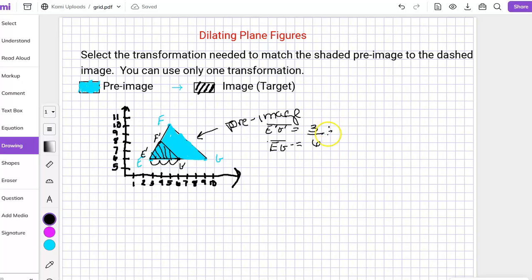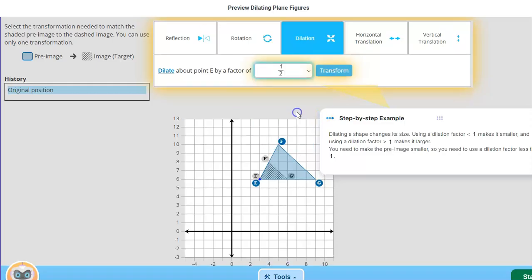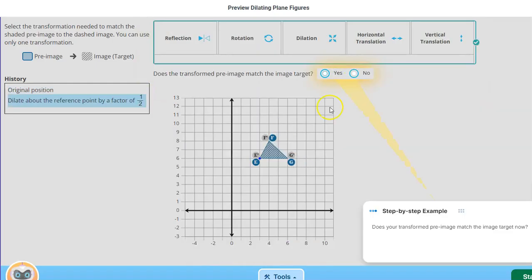Now I can simplify this. I can divide 3/3 into 3/6. 3 divided by 3 is 1, 6 divided by 3 is 2. So I know this is dilated by a scale factor of 1/2. So now I'm going to come back here and I'm going to select 1/2 and hit transform. Does the transformed pre-image match the image target? So I'm going to hit dilation, let's see. And the answer is going to be yes.